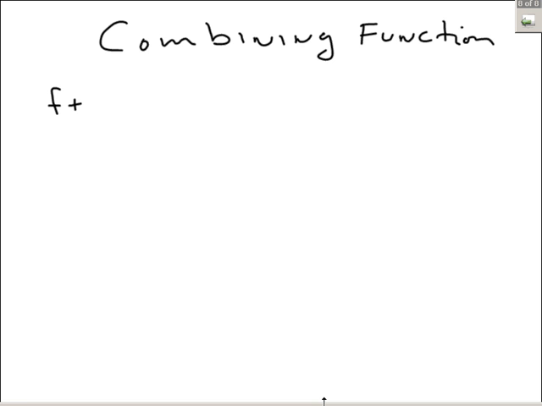Okay, we're on to combining functions. There are, I guess, 4 different ways of combining functions. If you have 2 functions, f of x and g of x, when they ask you this, well, this has no meaning yet. We're going to define what that is.